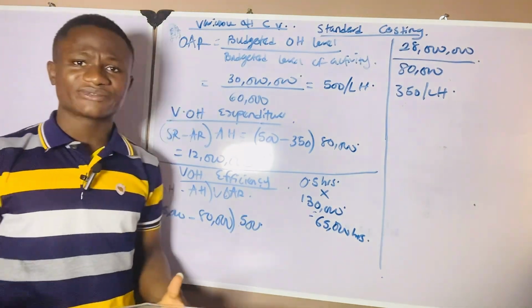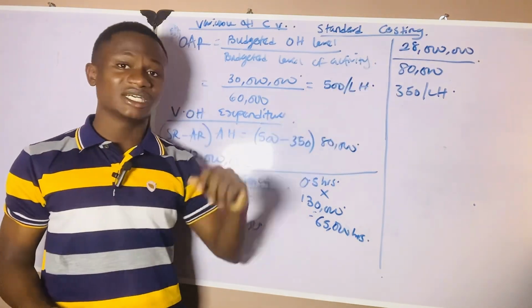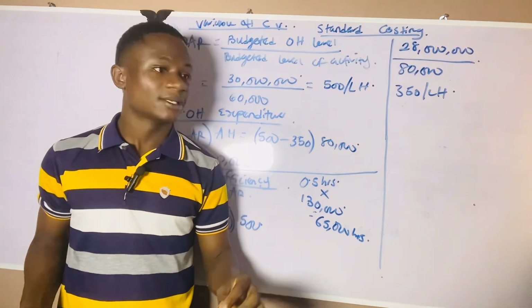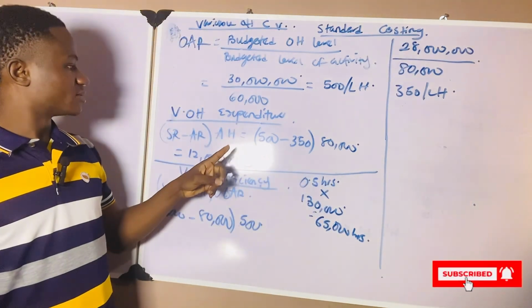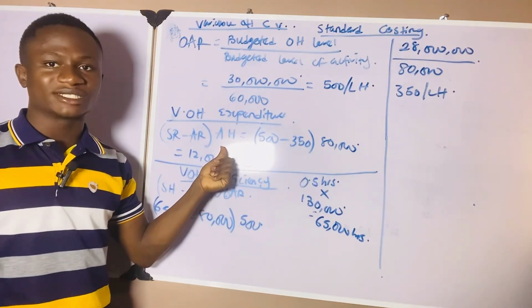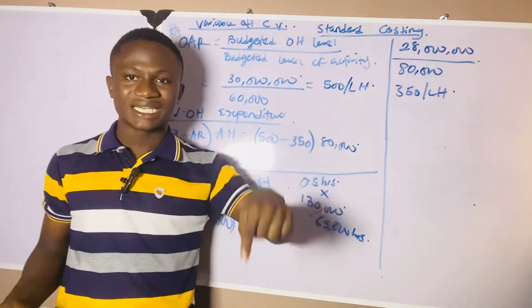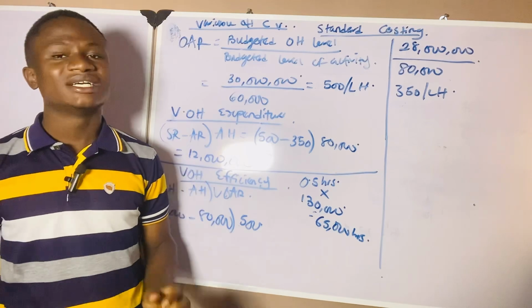You ask me why it is 500 per labor hour. Why is it not the actual, right? Now, let me explain why. One thing about variance is, look at this first one we calculated here. What do we use? Actual hours. If you are calculating one and you use actual hours, then for the other, it must be standard. Do you get it? That is the ideology.